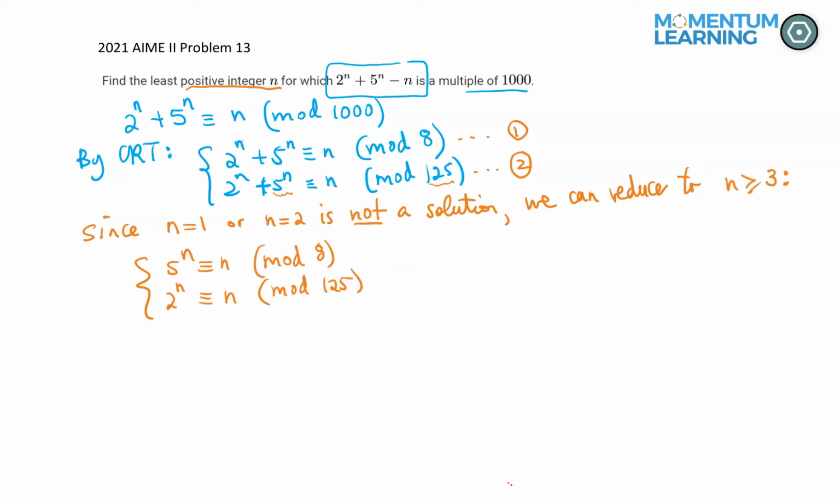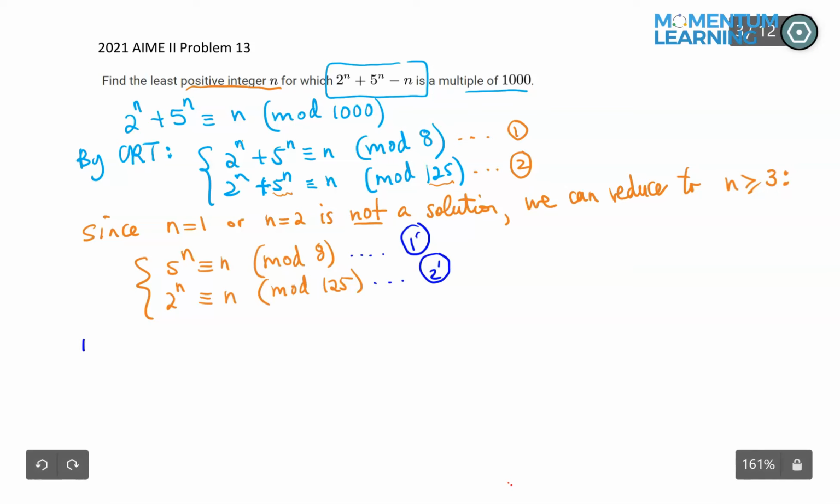So this is kind of like the revised congruences. If you want, we can call them 1 prime and 2 prime. Do you guys see that? That's the congruences I want to check. Obviously 1 prime is much easier than 2 prime. So if you check 1 prime, we want to find n.